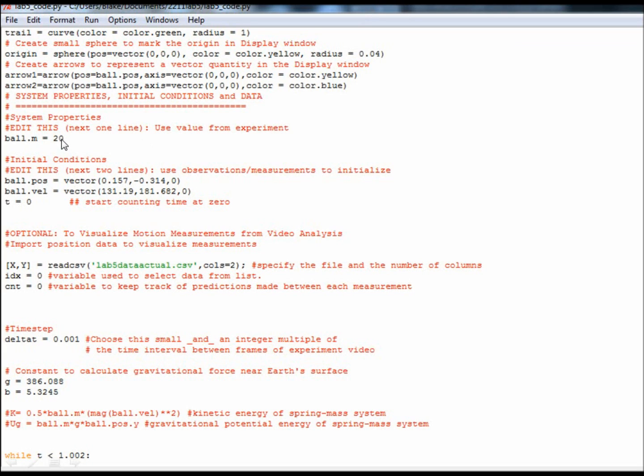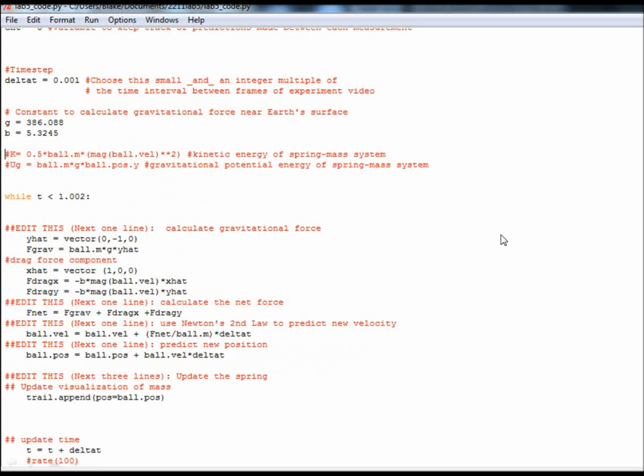I use the position data from Tracker to determine the horizontal component of the initial velocity. Then, using the initial position, the total time, and the initial velocity, I found the model of motion in VPython. So, mass, initial position, initial velocity, and the total time are down here.